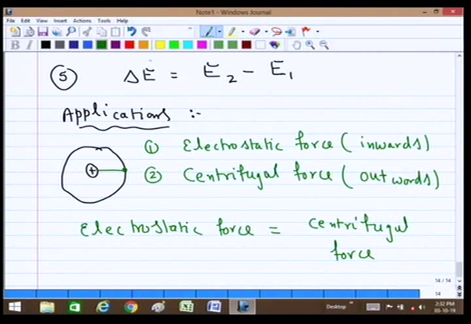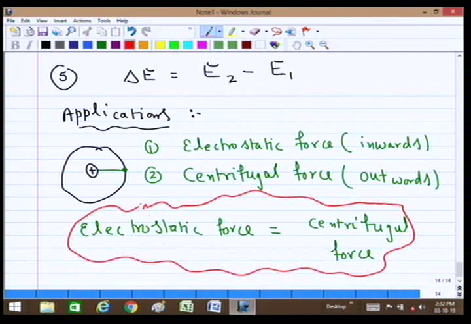I think you have already covered this in your physics syllabus. Electrostatic force and the centrifugal force. Please copy this. Done? Senapati, have you copied that?